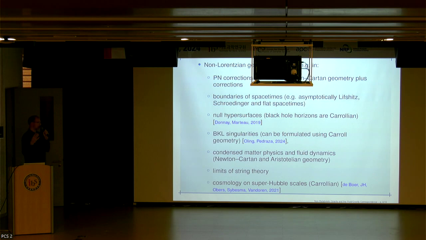Null hypersurfaces, for example a black hole horizon: any null hypersurface is always a Carrollian geometry. So future null infinity, null horizons, you get Carroll. There are also the BKL singularities, for example the singularity inside the Schwarzschild black hole. It turns out that the spacetime close to these singularities is also described by Carroll geometry. So if you take the Schwarzschild solution, you will find Carroll geometry at the singularity, at the horizon, and at infinity. So it is really quite omnipresent in that sense. In condensed matter physics, typically systems are not Lorentz invariant. So if you want to use geometry to study the field theories involved, then you'll have to put them in a non-Lorentzian spacetime.